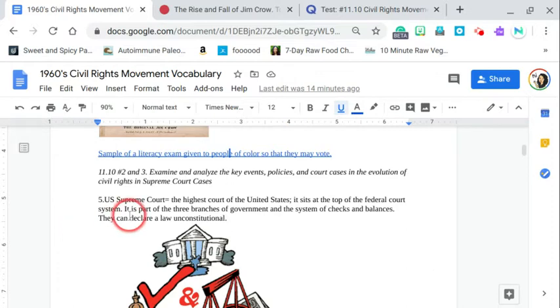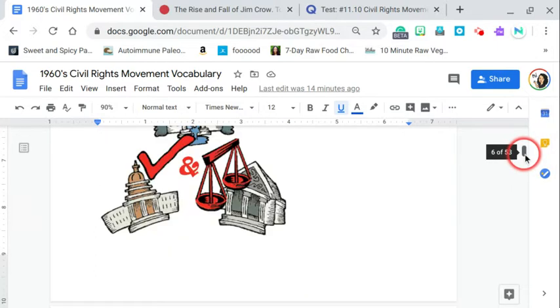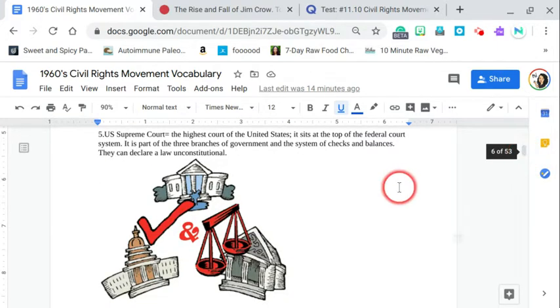All right, so now we'd like to discuss Supreme Court cases related to the civil rights movement. So, what are Supreme Court cases? The Supreme Court is the highest court of the United States. It sits at the top of the federal court system. It is part of the three branches in the system of checks and balances. They have the power to declare laws unconstitutional.